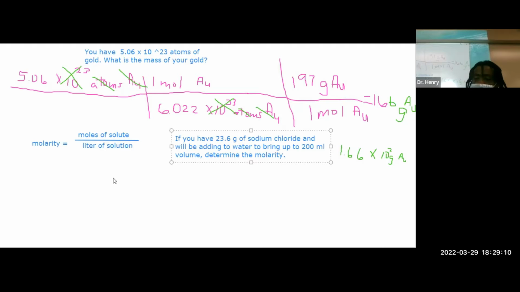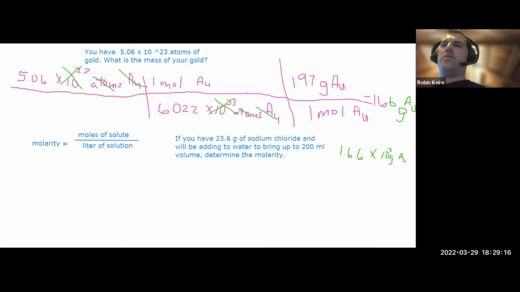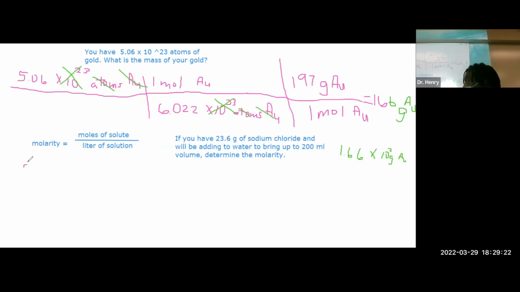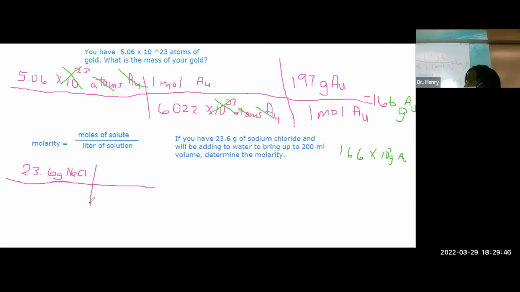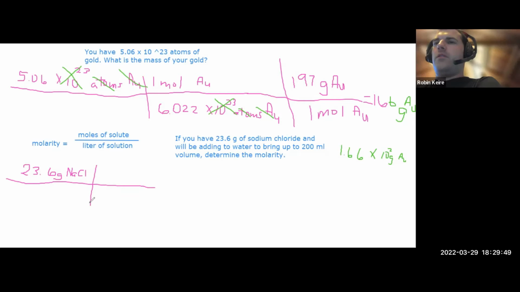Okay, so let's do the math. Where are we going to start? The given, which is the grams of sodium chloride. So we're going to start with 23.6 grams of sodium chloride. What is the chemical symbol for sodium chloride? NaCl. So what's next? You'll then use the molar mass to convert to moles.